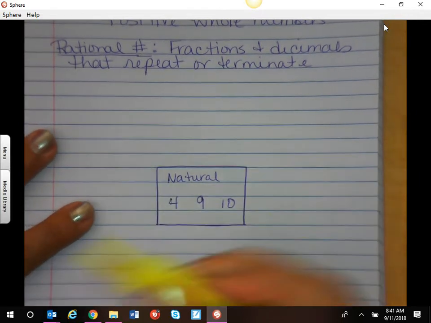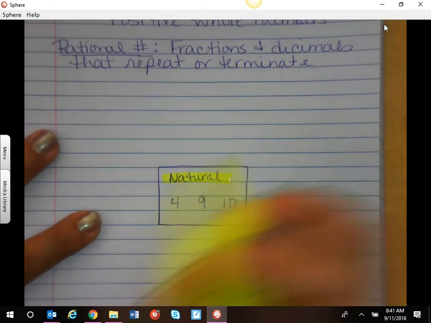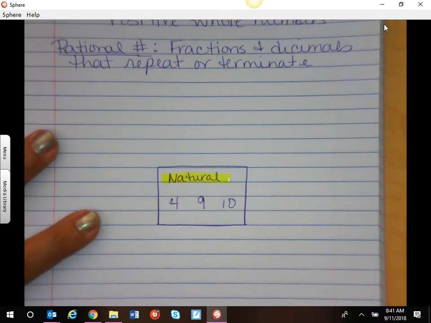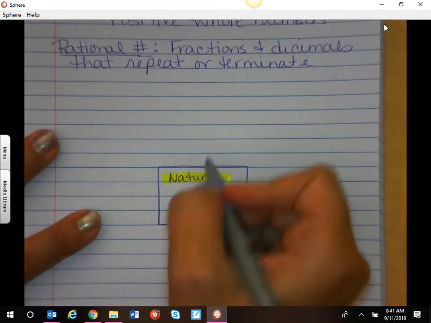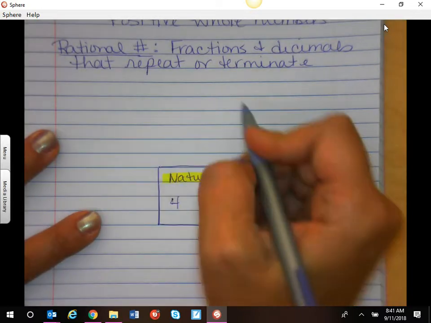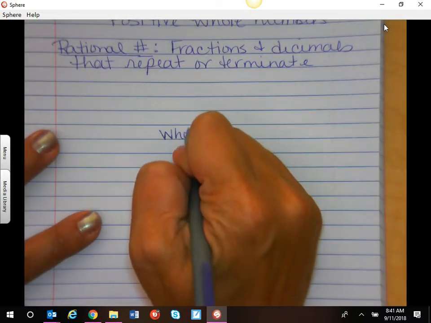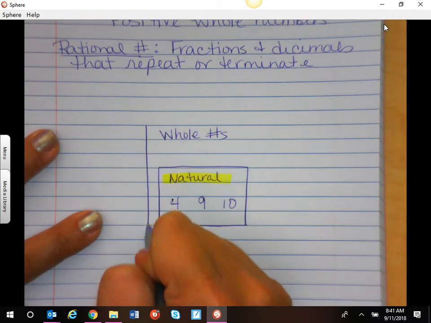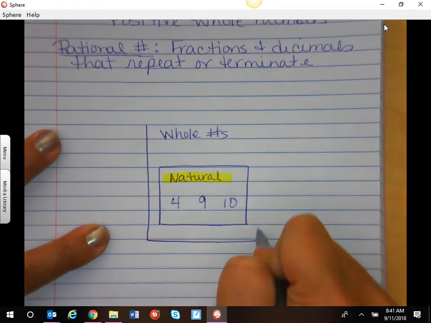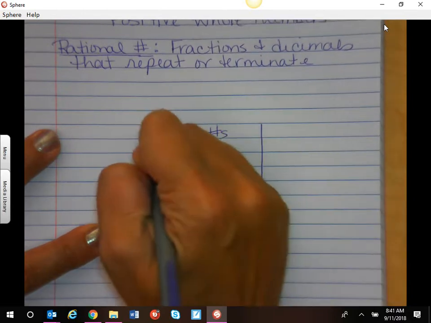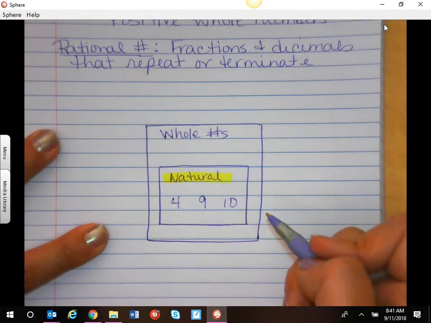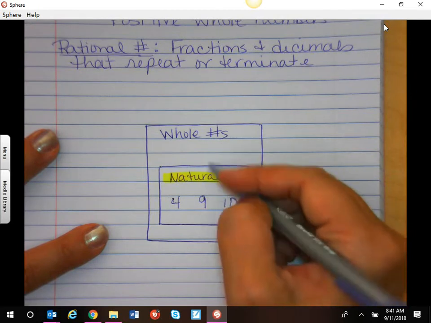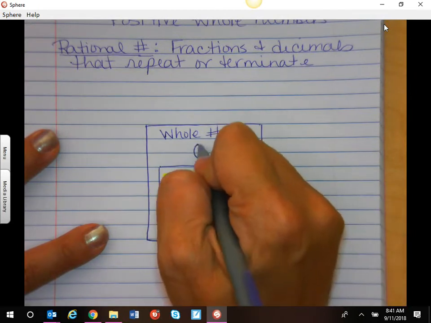Then, natural numbers are what we call a subset, or a set within, the whole numbers. So I'm going to write whole numbers. And notice that my natural number box is inside my whole number box. And really, the only difference between these is that whole numbers include 0.